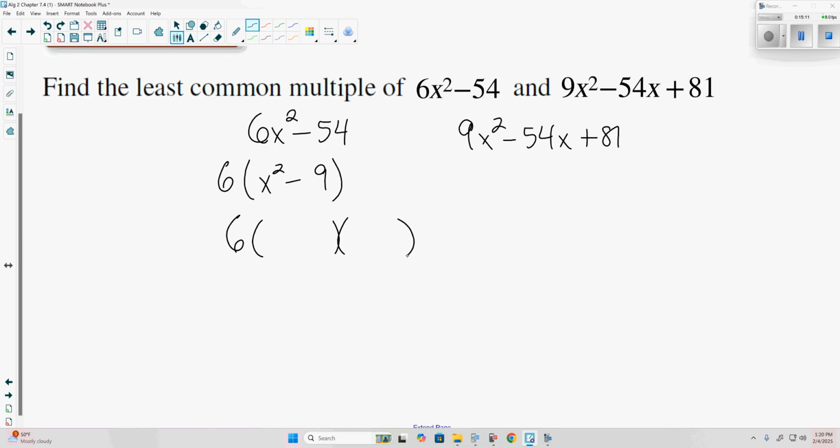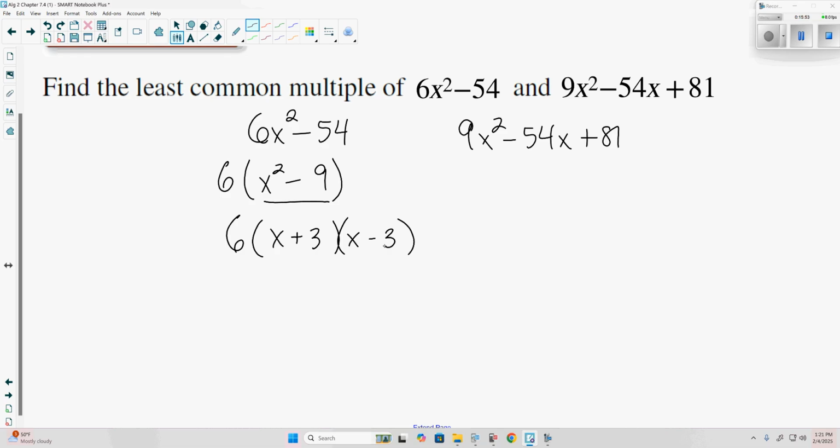X squared minus 9 is a nice one. Since we have two things being subtracted, x squared is a perfect square. It's x and x. 9 would be 3 and 3. So it is a difference of perfect squares, which is our x plus 3 and x minus 3. I'm assuming you went over difference of perfect squares. Okay. Just making sure. Because the last thing I want is you to jump in and then it's all brand new. So that's not bad. 6 times x plus 3 times x minus 3. Let's look at the other one.